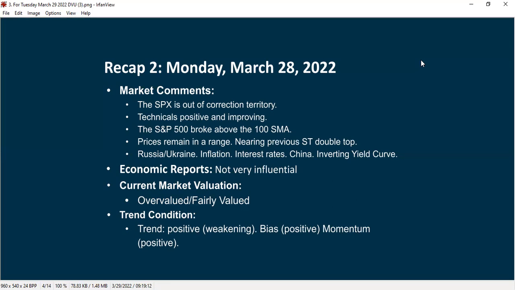But if you compare it with margin debt and interest rates, we are still fairly valued. And then our trend right now is positive and could be, it's weakening right now, but it could be starting to turn. And I'll show a chart of that briefly. Because we had the update, our bias was positive, and the last number of days have been positive. So our momentum is also positive.